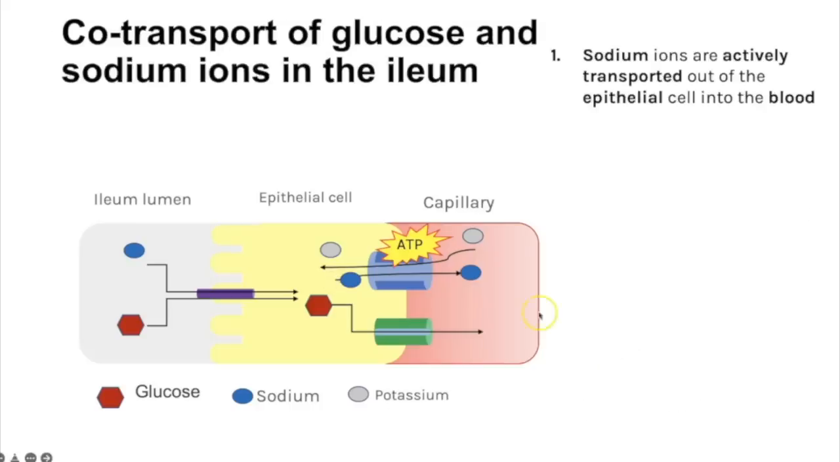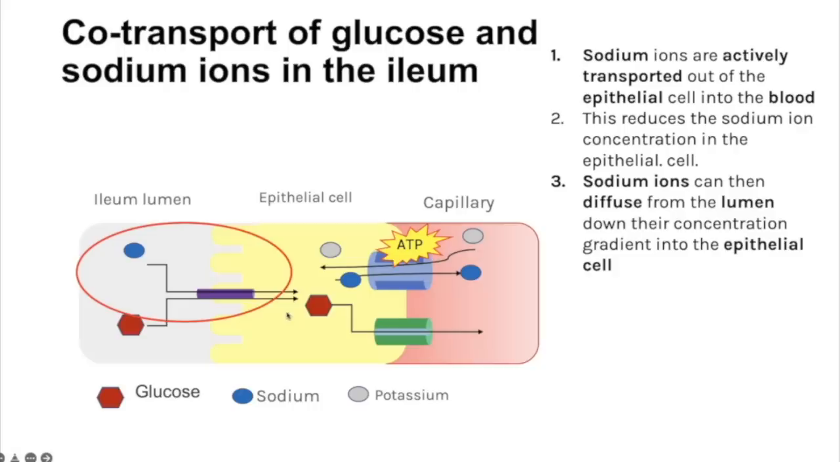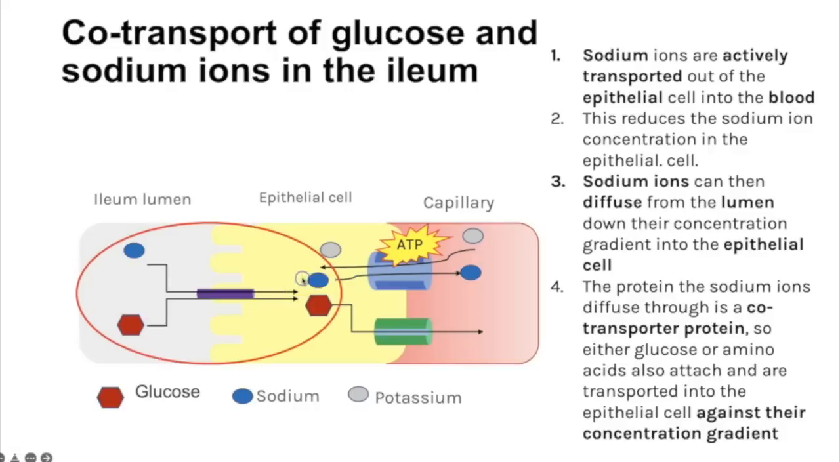So the first thing that has to happen is the sodium ions, which are shown in blue here, are actively transported out of the epithelial cell into the capillaries. That will result in a lower concentration of sodium ions within the epithelial cells, and that creates this concentration gradient from the ileum to the epithelial cell. Therefore the sodium ions can diffuse down their concentration gradient into the epithelial cells.